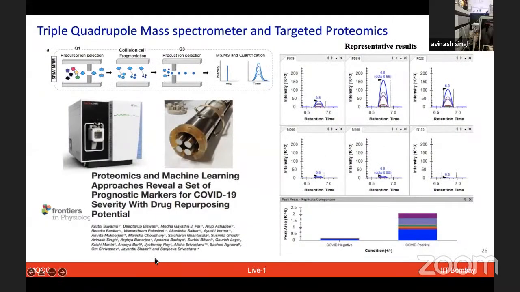And also in the slide, you can see we have published a few papers on the COVID plasma samples as well as swab samples. So yeah, this is a very good instrument to detect a very small amount of peptides and also small molecules as well. Great.